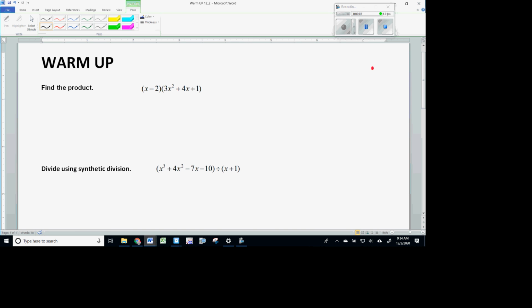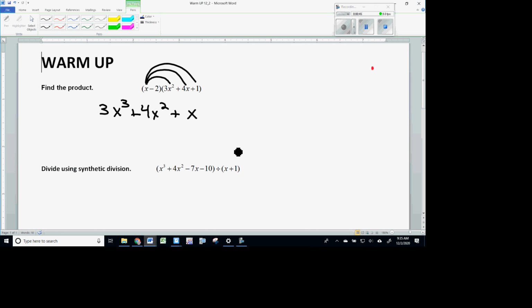So the first one, we are like FOIL, first, outside, inside, last, but it is like extended FOIL because we got more terms, right? The idea here is you're going to take this first term and multiply it times all three, like FOIL. Let me draw our lines. So x times 3x squared is 3x cubed. x times 4x is 4x squared. x times 1 is plus x.